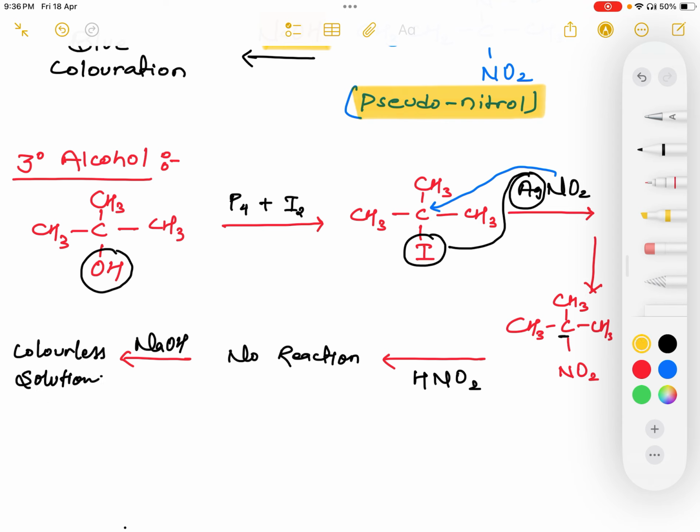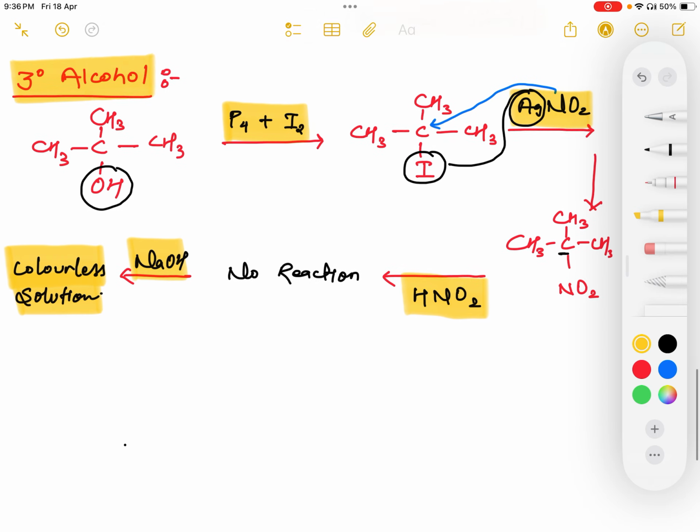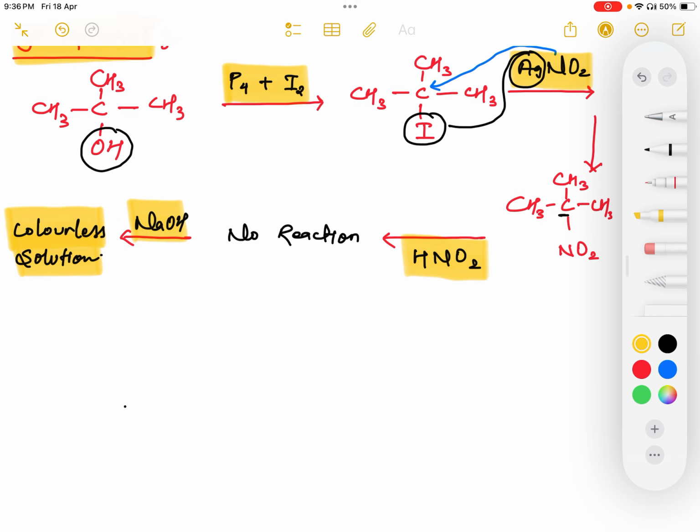So first I treated it with P4 and iodine, second AgNO2, third HNO2, and then NaOH. And there was a colorless solution. It indicates that it is a 3-degree alcohol. So this is how we identify 1 degree, 2 degree, 3 degree alcohol by Victor-Meyer test. And it is one of the most important questions from alcohol portion. Okay. Now let's move on to one of the easiest but important questions from alcohol, that is your esterification reaction.